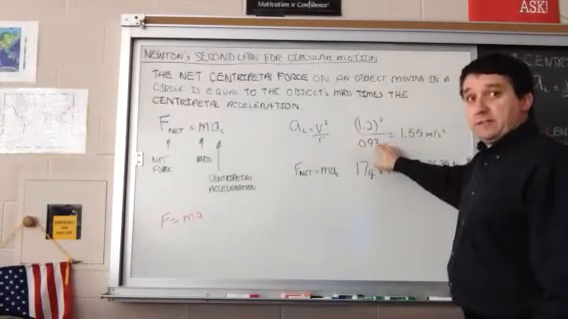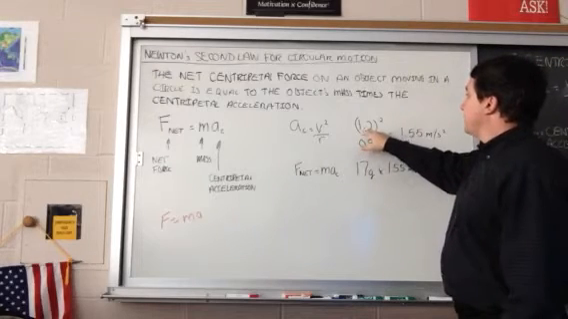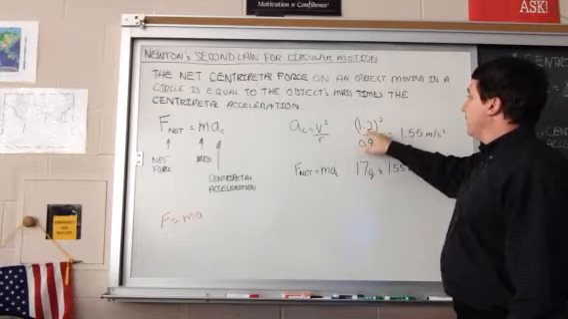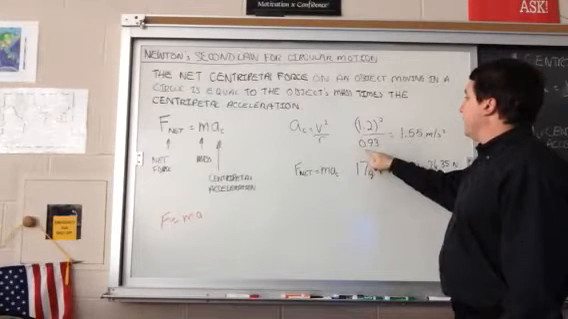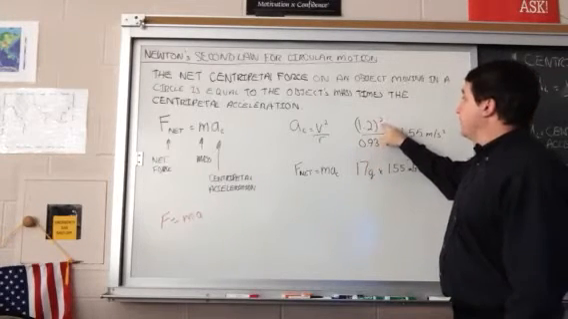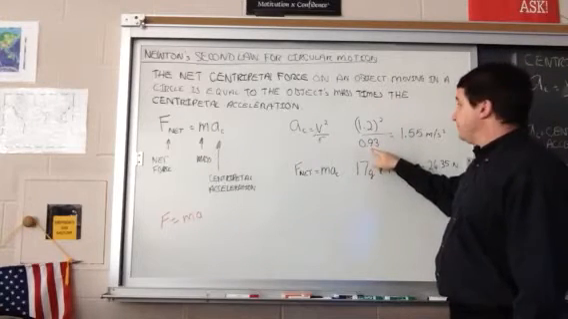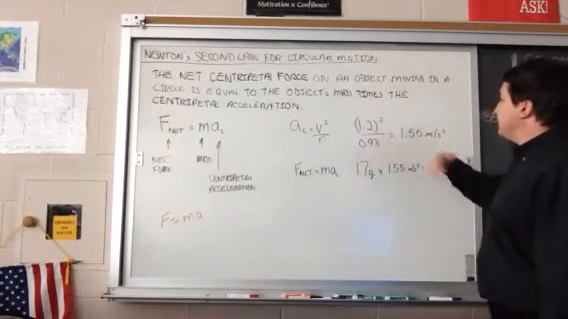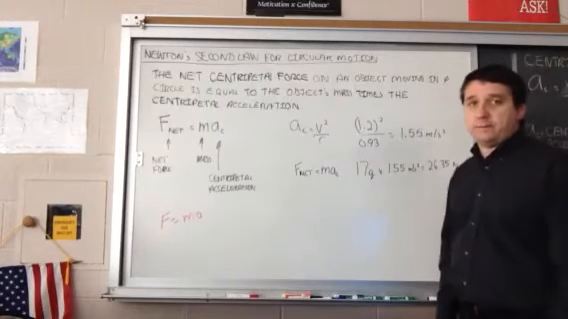In this particular example, we're talking about a speed of 1.2 revolutions per second. It's just the speed divided by the radius. Notice that the speed is squared. So 1.2 squared divided by the radius, provided as 0.93. When we do that, we get 1.55 meters per second squared.